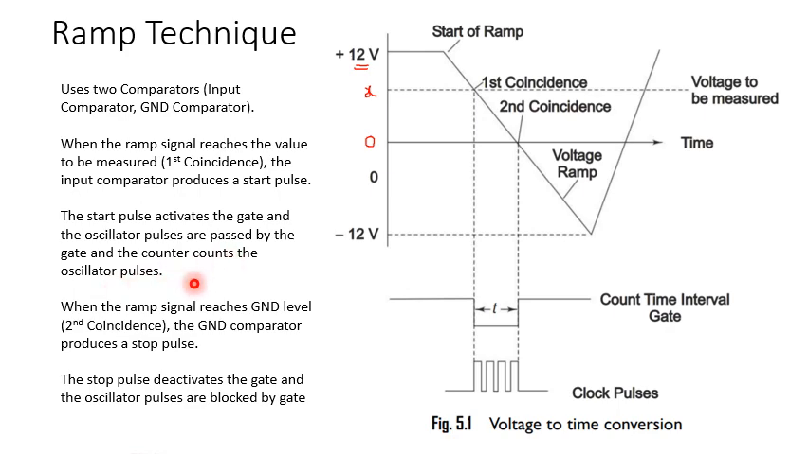And the counter will start reading, that means at this point, it is going to count these pulses one by one. After some time, your ramp signal will reach ground level, and at that point your ground comparator is going to produce a stop pulse. Now this stop pulse deactivates the gate, and the counter cannot count the oscillator pulses, because it is blocked.